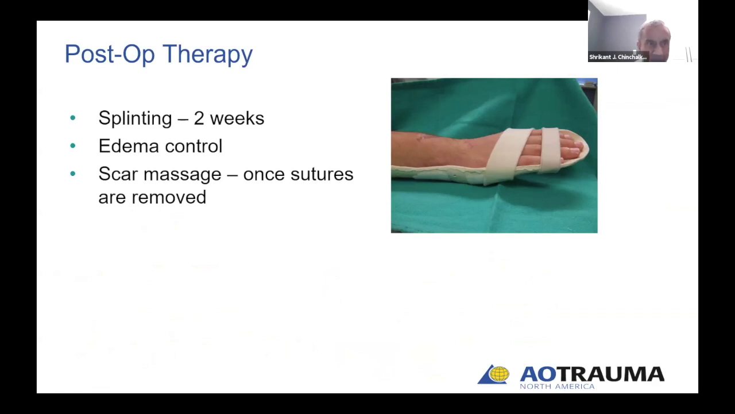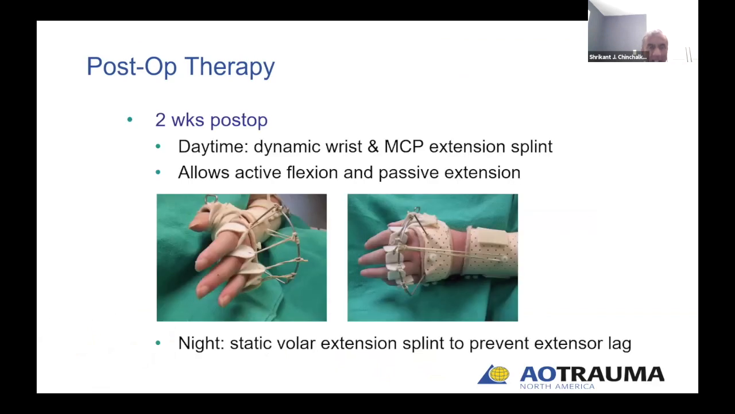At our facility, we start these patients on post-op therapy in the second week. Patients are given a resting hand splint. We begin with edema control. We begin scar massage once the sutures are removed. And then 2 weeks after, we provide these patients with a dynamic splint. That's for the daytime. They'll use a dynamic wrist and MCP joint extension splint.